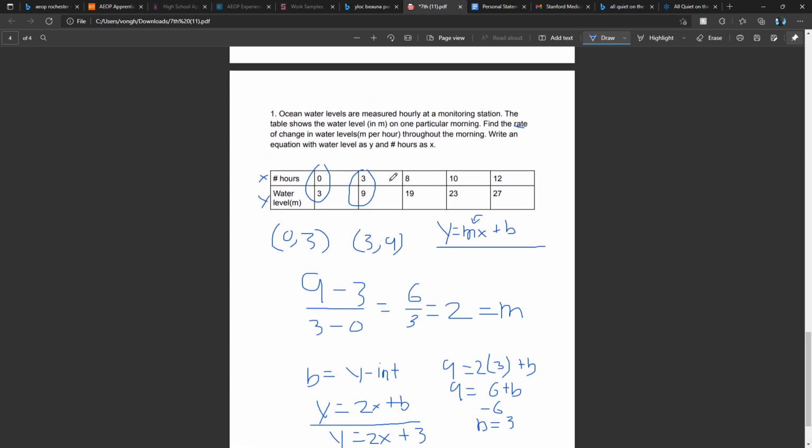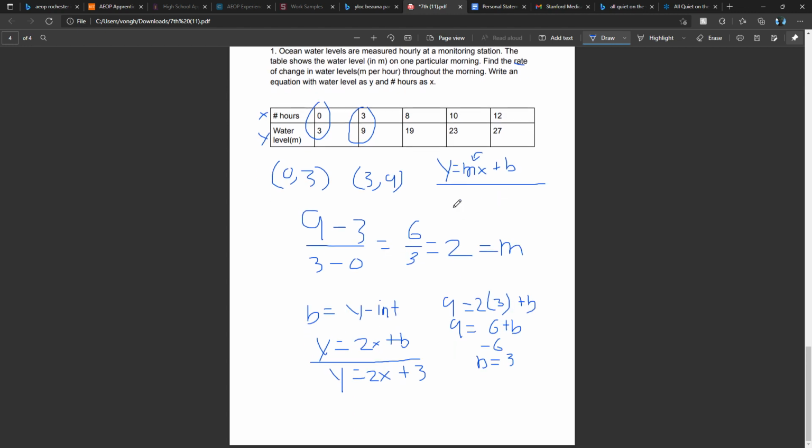But if you're not given the points like this, you can figure it out by plugging in any point you're given. I plugged in 3 and 9, so 9 is the y and 3 is the x, into our equation y equals 2x plus b. I plugged in 9 for y and 3 for x. When you simplify, you get 9 equals 6 plus b. Subtract 6, you get b equals 3. So yeah, this is how you do it.